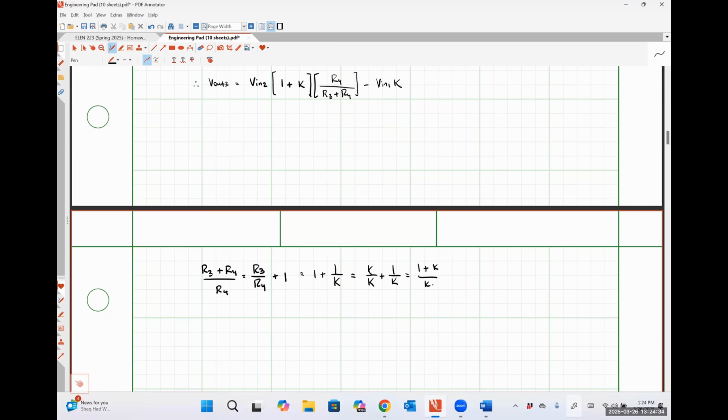So when I flip that back around, this is going to look like Vn2 times a factor of 1 plus K times a factor of K over 1 plus K, minus Vn1 times K. And hopefully pretty obviously this cancels this, and I can pull that factor of K out so that I'm left with K times Vn2 minus Vn1.